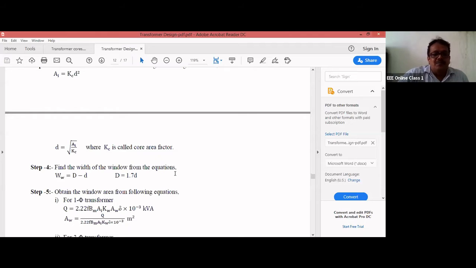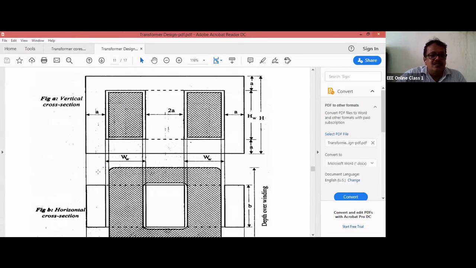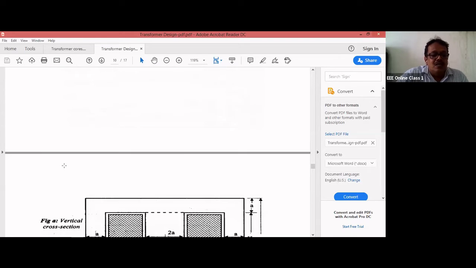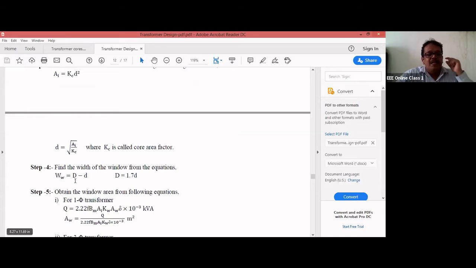Find the width of the window from the equations that we can use. So you got D here. D is equal to Ww plus d. From that relation you can use it. So you got it here. D is equal to Ww plus d. So from that I can find out the width of the window. So Ww is equal to D minus d. That you can find out. D minus d. And then how to find out this D?